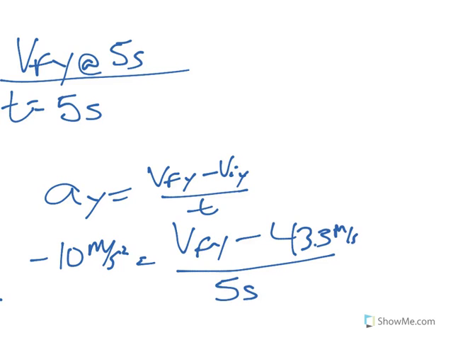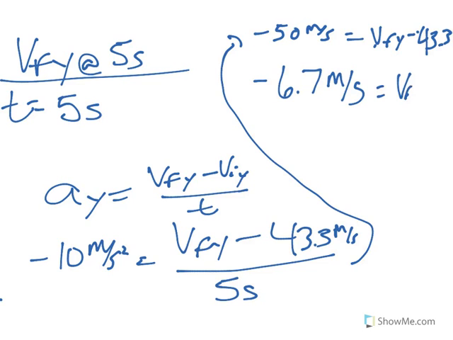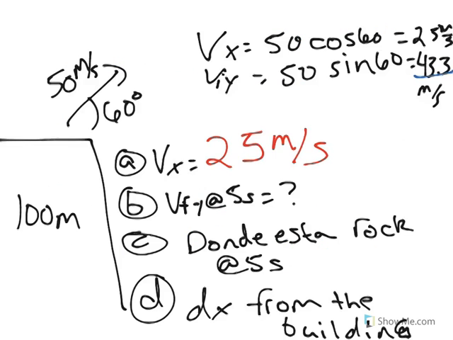So, multiply the 5 up, you get negative 50 meters per second equals Vfy minus 43.3. And so we would then add 43.3 to the other side, and we get negative 6.7 meters per second equals the final velocity in the y at 5 seconds. Okay, so this is equal to negative 6.7 meters per second.